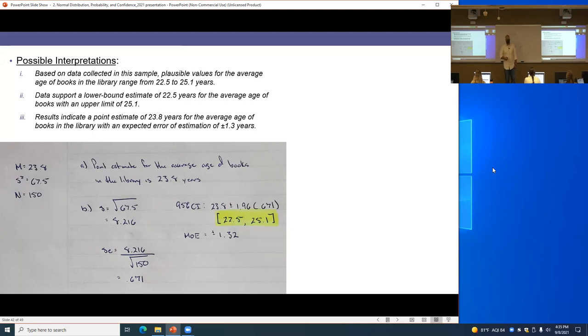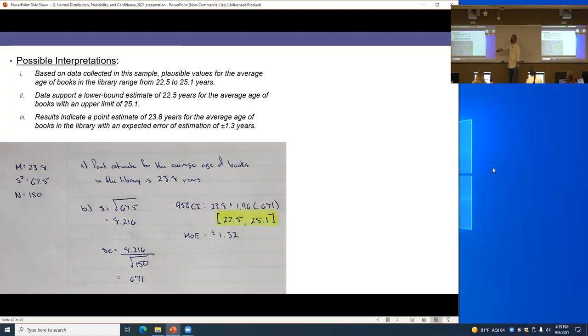So literally what this standard error says is that if I were this librarian and I were to pull all possible samples of 150 from this library of books and calculate the mean of each one of those samples, I would expect on average my point estimate of the mean to jump around by about 0.67, right? That's what I would expect, okay?